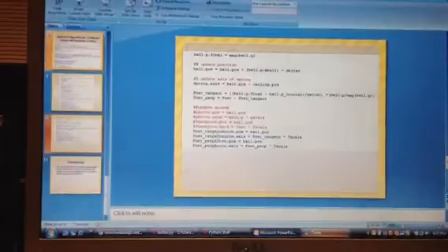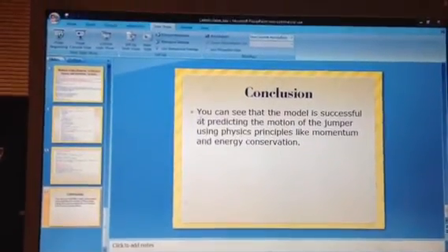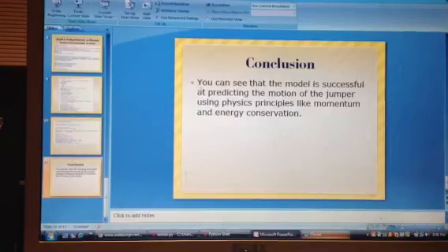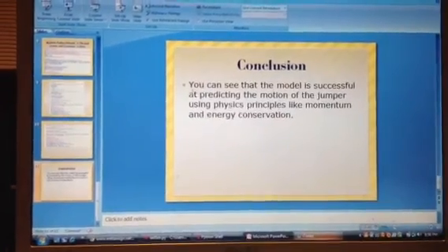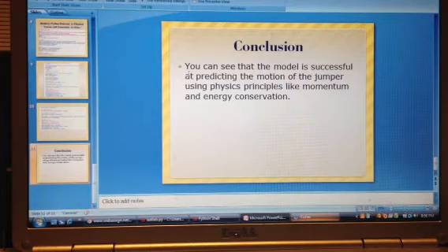So in conclusion, you can see that the model is successful at predicting the motion of a jumper using physics principles like the momentum and the energy conservation principles. So it's really cool to see that you can take a really cool rope swing and use physics to figure out how it works.